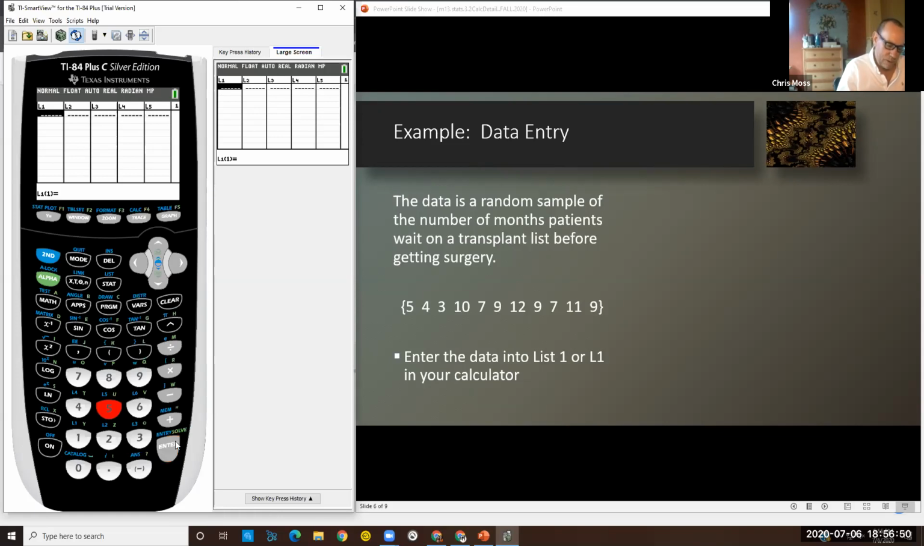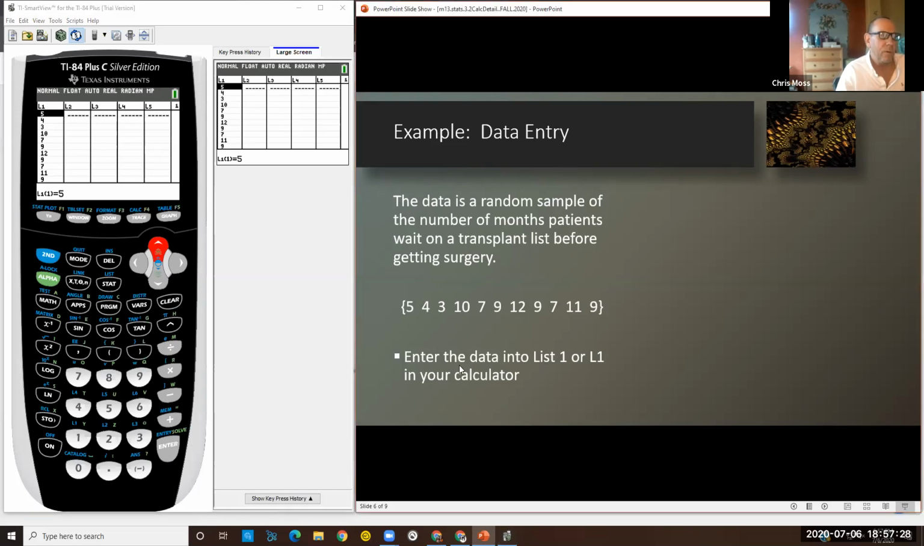So, 5. Let's see, 5, I said, 4, 3, 10, take your time, 7, 9, 12, 9, 7, 11, and then the last value is 9. And then I like to run back up through the list and check the values against my list, and they look correct. So now I'll want to go ahead and use my one variable stat command to do that.